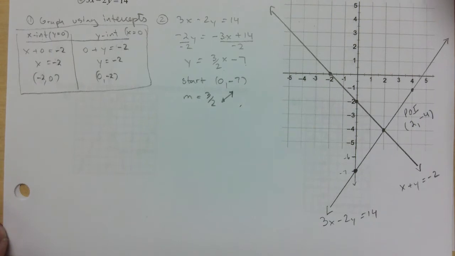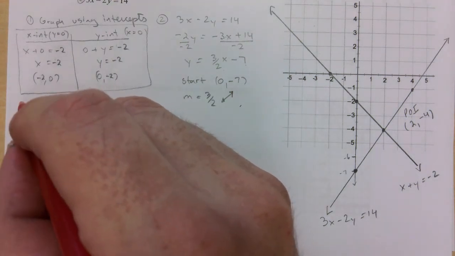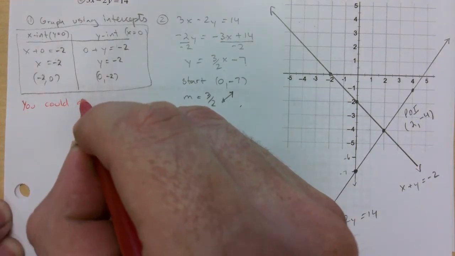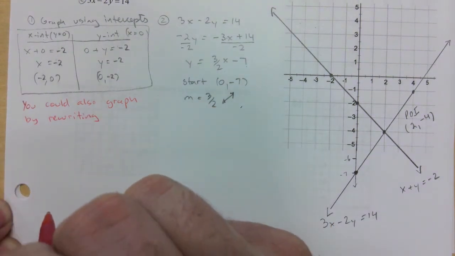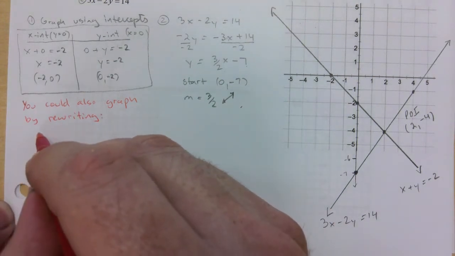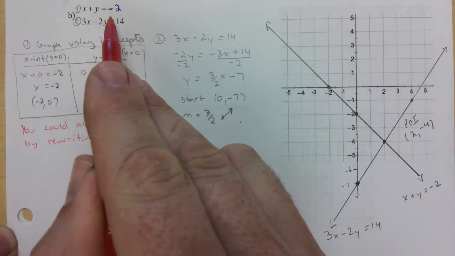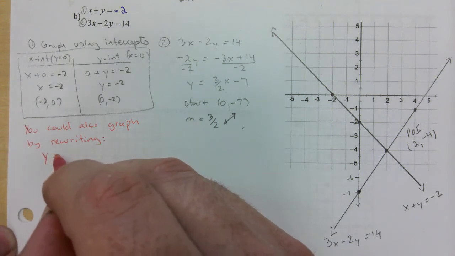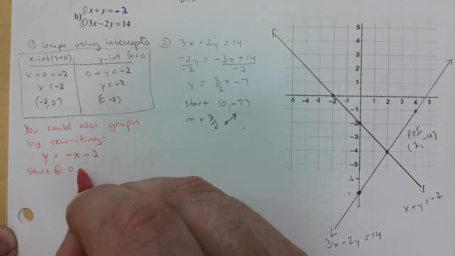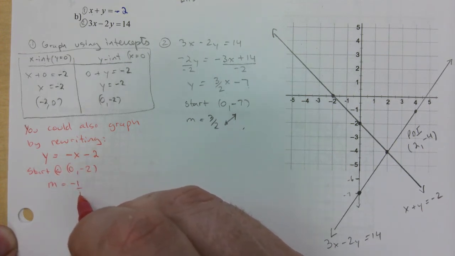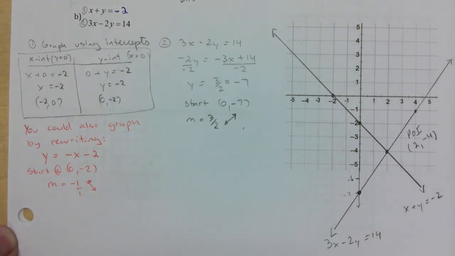And then we're going to verify. I'll make a little note here. You could also graph by rewriting. Okay. And then we'll say that this in particular, if you look at the original equation here, it would have been y is equal to -x minus 2. Start at 0, -2, and the slope is -1/1, which would go down. So that still could have worked out for you.